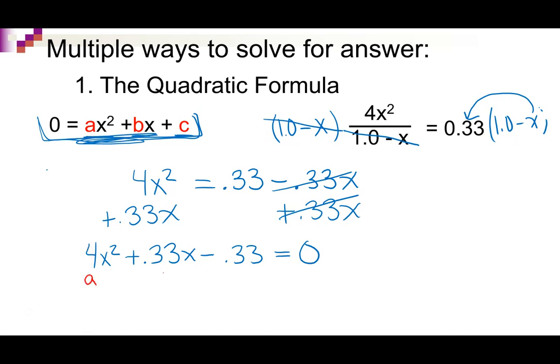value, this is our b value, and this is our c. So a equals 4. B equals 0.33, and C equals negative 0.33. Okay. And from here, what I would do is I would just Google quadratic formula calculator.